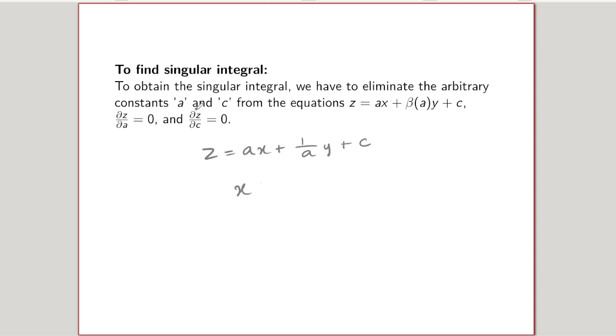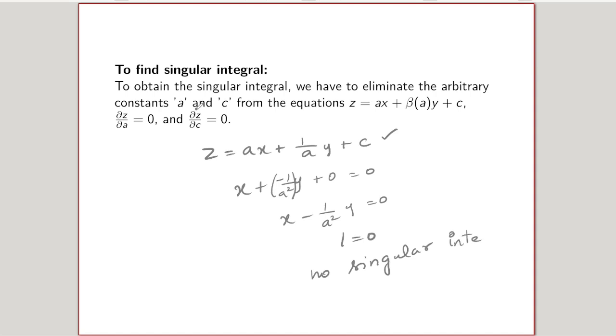So I'll be getting x, and if you are differentiating with respect to a, y will be constant. So the derivative of 1 by a will be minus 1 by a square, plus the last term will be 0, equal to 0. So it is x minus 1 by a square y equal to 0. And third, differentiating this with respect to c, we will be getting 1 is equal to 0, which is absurd. So there is no singular integral. But anyhow, we have to write the steps for each and every problem.